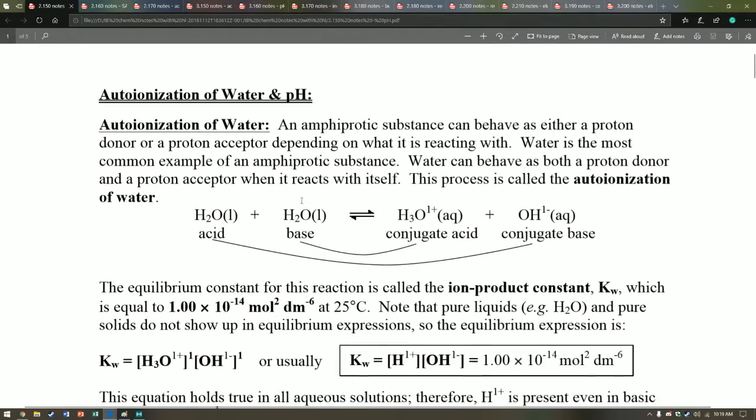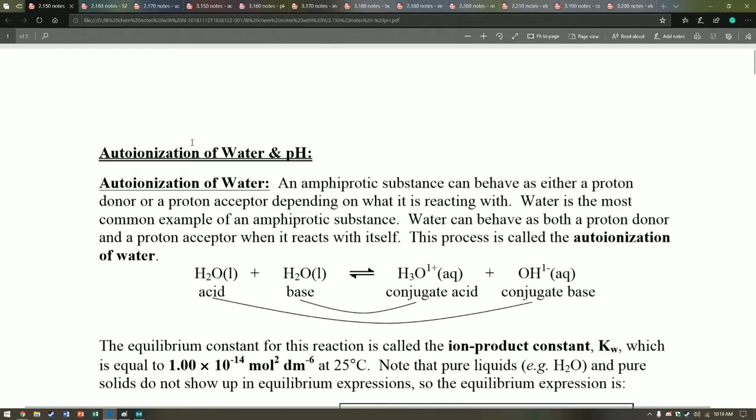Guys, so today we're going to be talking about the auto-ionization of water and the pH scale. So an amphiprotic species can behave as both an acid and a base. We've already discussed that water is amphiprotic and amphoteric.